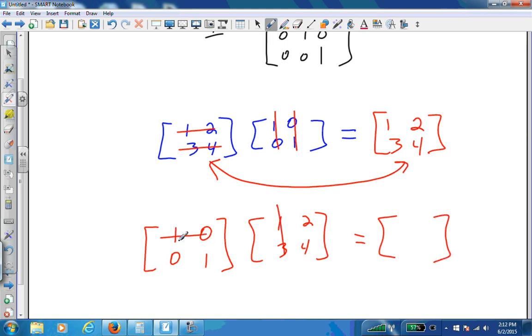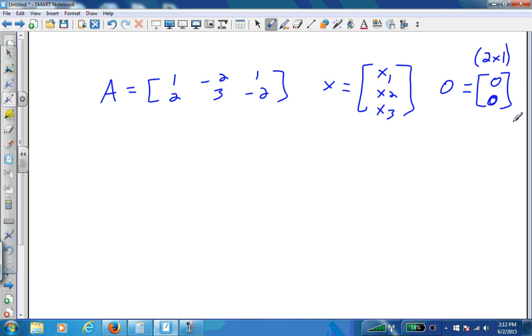Row times column, 1 plus 0. Row times column, 2 plus 0. Row times column, 0 plus 3. Row times column, 0 plus 4. Same thing we started with. So that introduces a couple more terms. That's identity matrix, and over here we looked at a zero matrix or a zero vector.